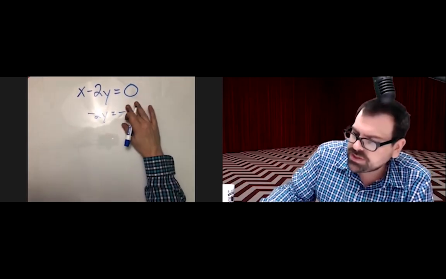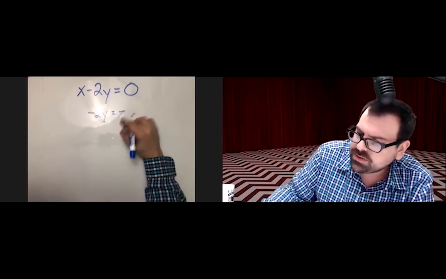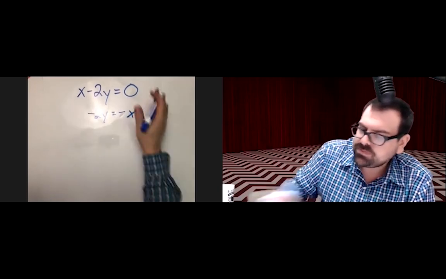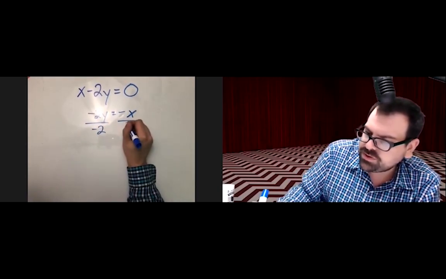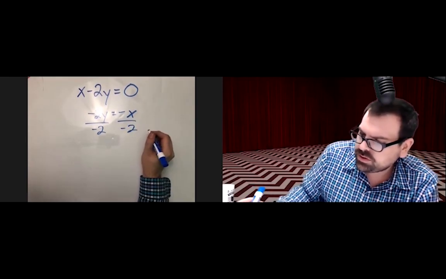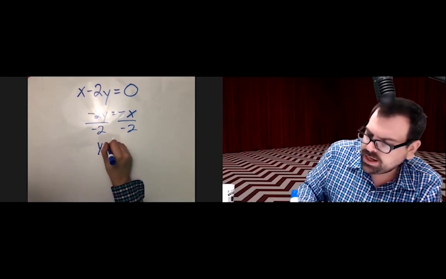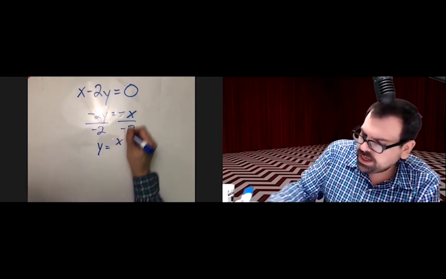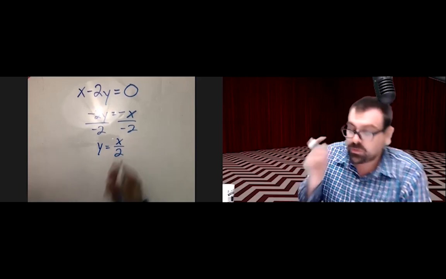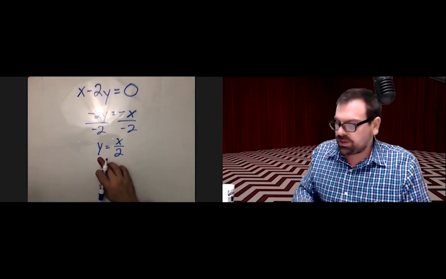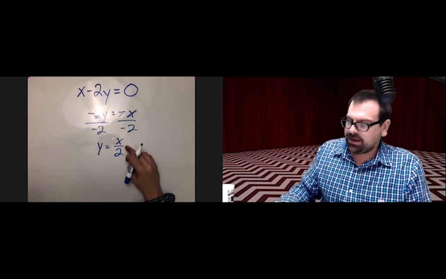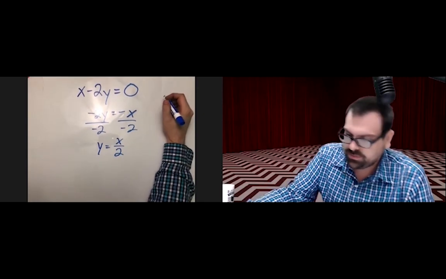subtract x from both sides, divide both sides by -2, y equals negative divided by negative is positive, y equals x over 2. So to get a y coordinate, all we have to do is take an x and divide it by 2.